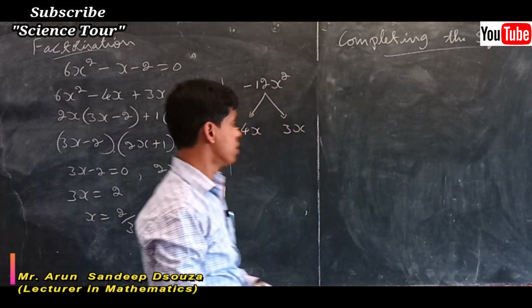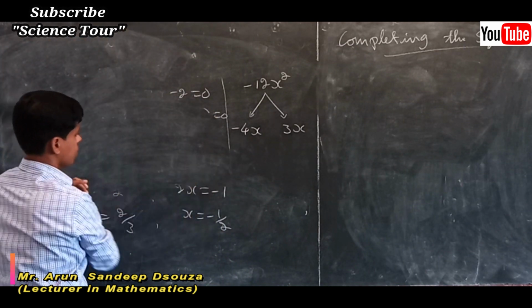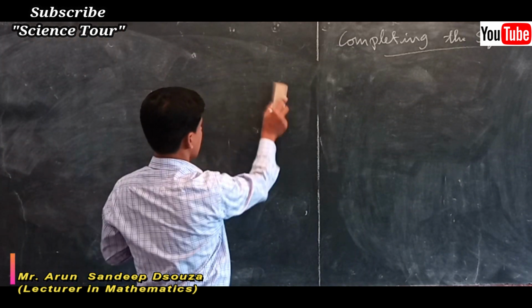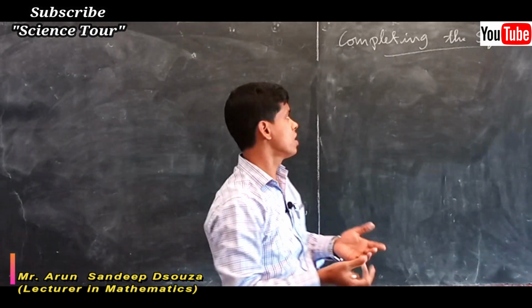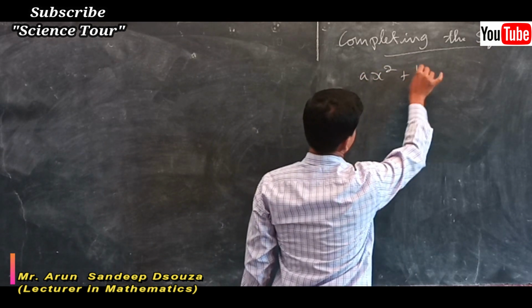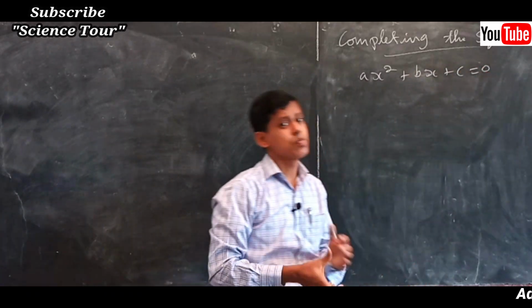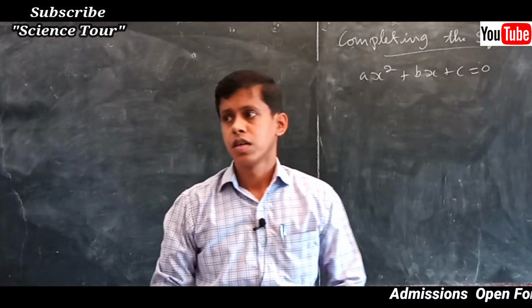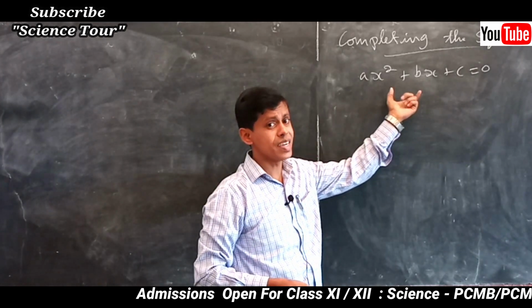So, the second method is completing the square, and for this method I will explain to you how to deal with this in general. Let me take one example. Okay, let me take the general equation first and then the example, alright. So, I am talking about completing the square.